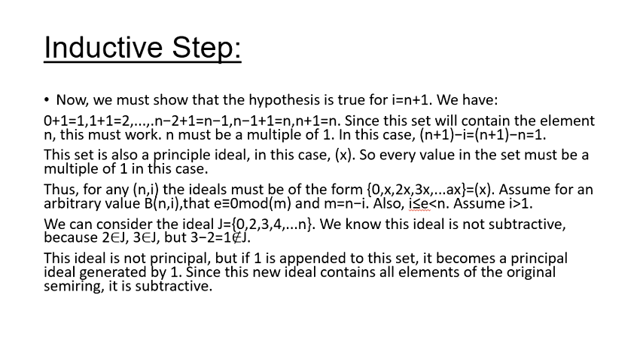And now we are showing that the hypothesis is true for i. We have 0 plus 1 equals 1, 1 plus 1 equals 2, up to n minus 1 plus 1 equals n, and n plus 1 equals n. The set contains the element n, so this works. n is a multiple of 1. In this case, n plus 1 minus i equals n plus 1 minus n, which equals 1. The set is also a principal ideal, which is generated by x. So every value in this set must be a multiple of 1, because in this case, x would equal 1.